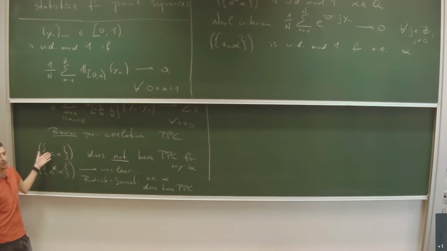Not if the exponent is 1, so not for n times alpha, this is a special situation. But if we have second or higher power, then we do see Poissonian pair correlation. And you might wonder, where does it come from? Why for this sequence coming from a linear sequence do we not see Poissonian pair correlation, and here we do? You can interpret this in terms of continued fractions, but I will show you later a straightforward criterion which allows you to see what's going on here.